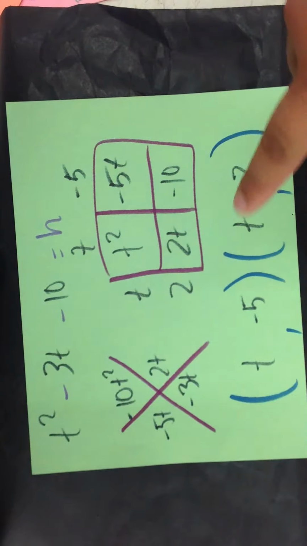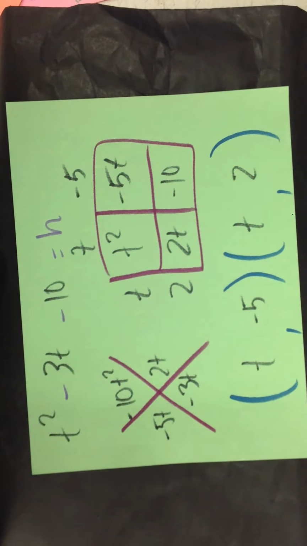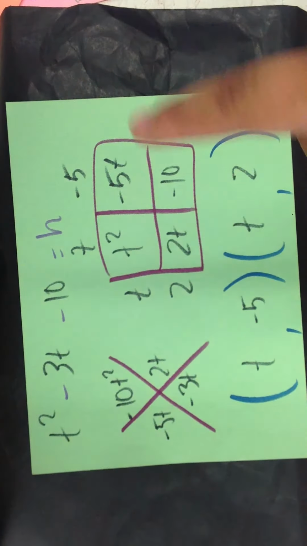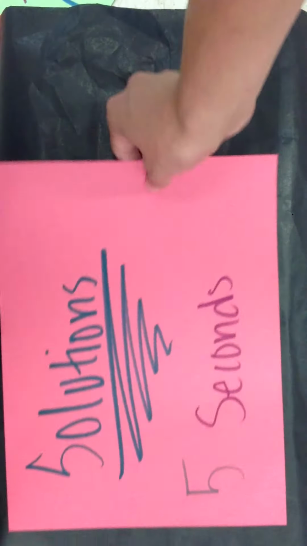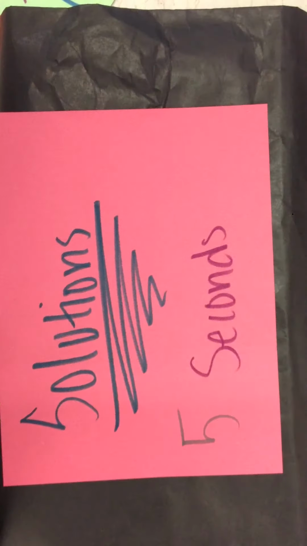So that's t, and then here it's negative 5. You have one solution, and then here you find what these two have in common. So that's t, and these have 2 in common. So you just bring them down, and you have your solutions. Your solution for that problem would be 5 seconds.